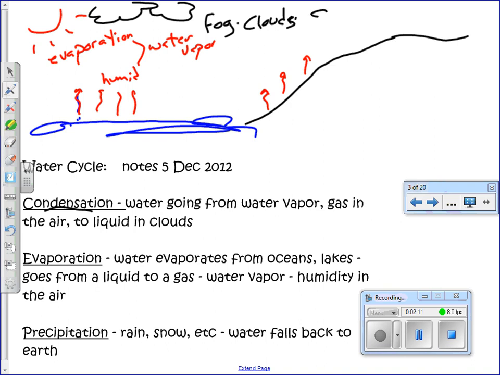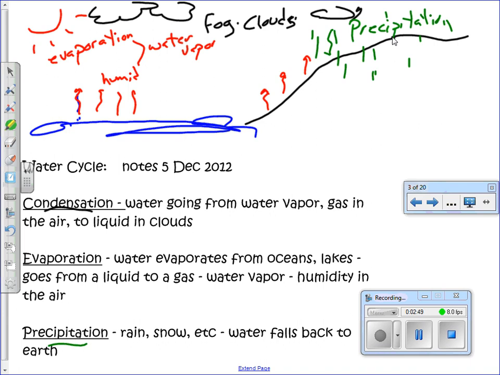And then as they start to move, they oftentimes go up in the air, or if they get just enough water in them, there's too much water to stay in those little droplets. And then what happens? Precipitation, and that would be the third part here. We'll make some rain falling out of here. And precipitation, of course, is rain, snow, etc. And the water falls back to the earth.